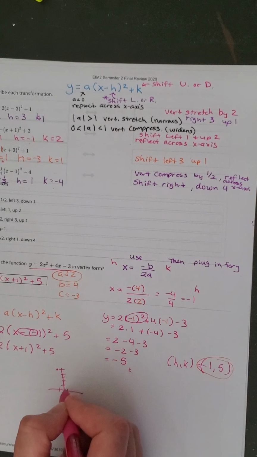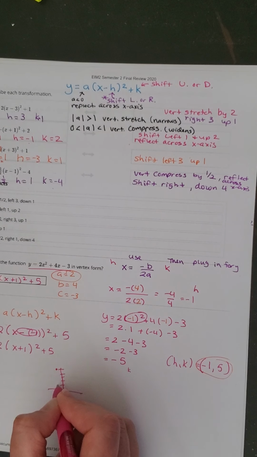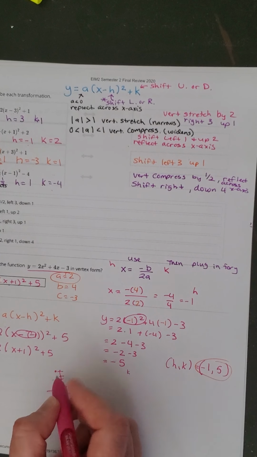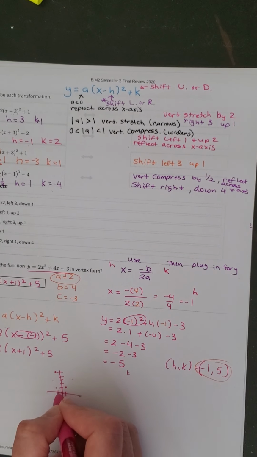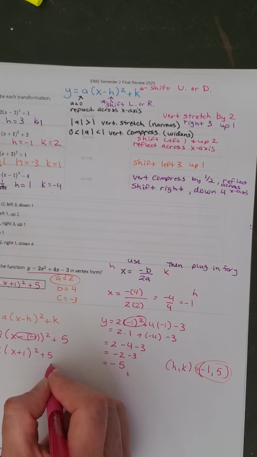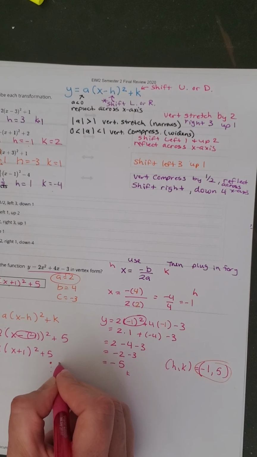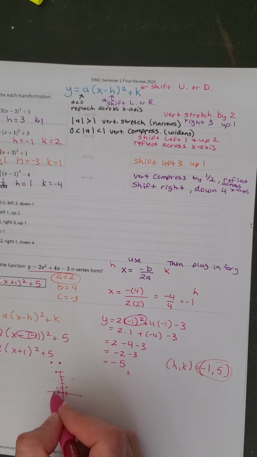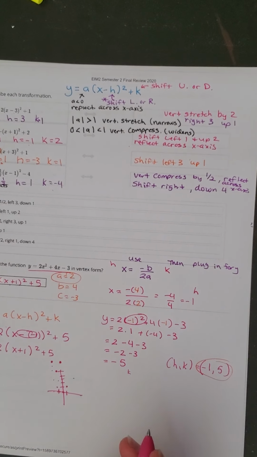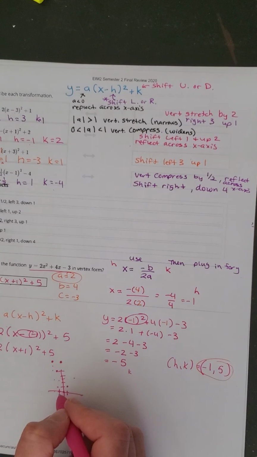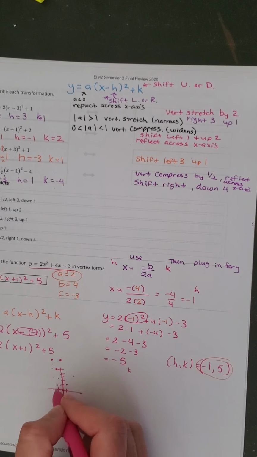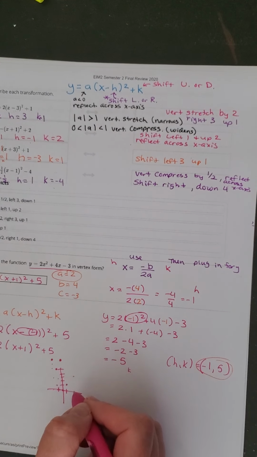But since a is 2, you would take your parent, and instead of being out 1, up 1, out 2, up 4, it's going to be out 1, up 2, out twice as high, right? So out 1, up 2, out 1, up 2. And then instead of being out 2, up 4, it'll be twice as high. So out 2, up 8, because instead of going up 4, it's going up twice as high.